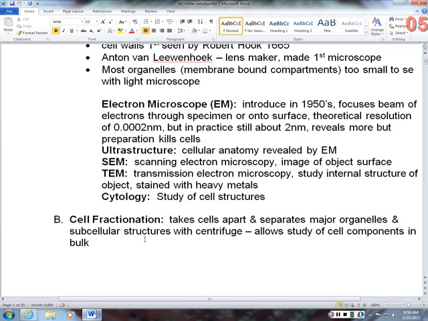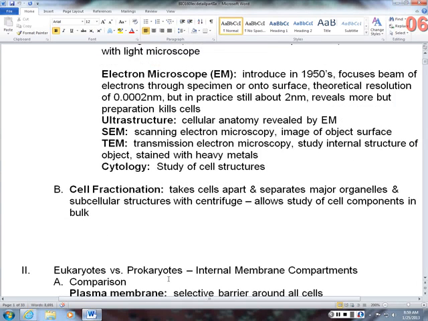So cytology is just the study of cells. The ology ending means the study of in there, and cyto is cell. So cell fractionation is going to take apart cells and separate the major organelles and subcellular structures with a centrifuge. The reason you would do this is if you wanted to study some of those cellular components in bulk, that way you could separate it out and get a bunch of them to study. Otherwise, it's not very useful in terms of studying a living cell because you're going to kill it when you take all the organelles out of it.